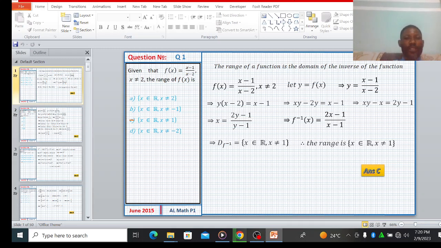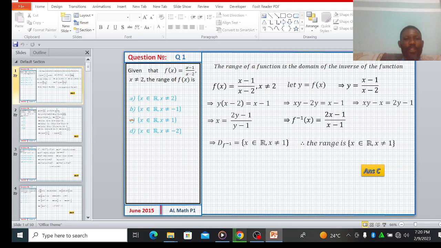The first question says, given that f of x is equal to x minus 1 all divided by x plus 2, where x is different from 2. Why should x be different from 2? Because if you substitute 2, the denominator will become 2 minus 2, which is 0, making the function infinite. So the range of function f of x is A.